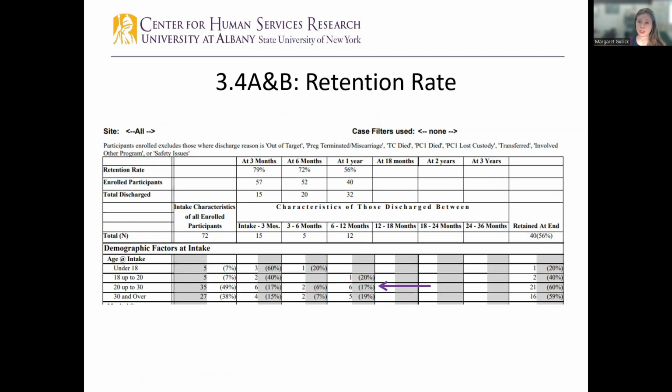All right, let's take a look at how our factors come into play. Age is our first factor. So we've got our initial sample breakdown, intake characteristics of all enrolled participants. So to start, our 20 up to 30-year-olds are our biggest chunk.